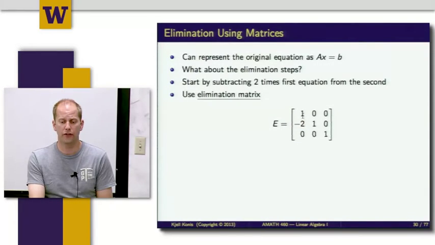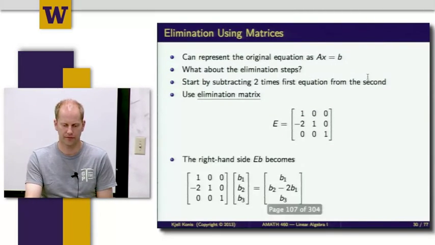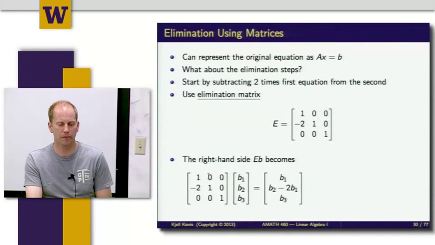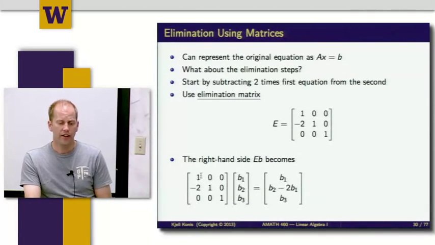So mostly it's going to leave my system alone, except this -2 is in the 2, 1 position, so it's in row 2, column 1. And that's going to subtract whatever this value is. So the multiplier in this case is 2. So it's going to subtract 2 times the first equation from the second. We can see that by using either one of our matrix-vector multiplication pictures. Here I'm just looking at the right-hand side to make the example a little bit easier. So if I have 1, 0, 0 dot b1, b2, b3, that's just going to give me b1. So this matrix leaves the first element unchanged.